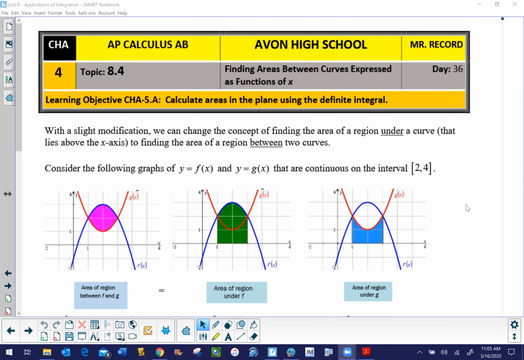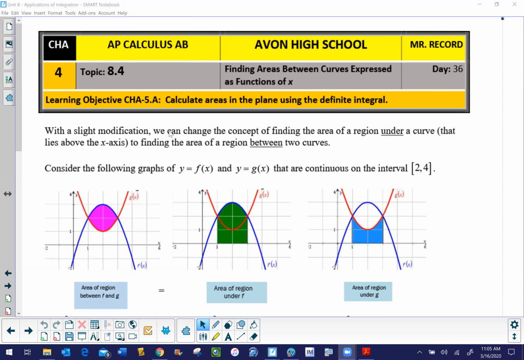But basically, if you remember a little bit about area under a curve or between a curve and the x-axis, we're just revisiting that idea. But we're just going to use a slight modification, and we're going to change that concept to that of finding the area of a region between two curves.